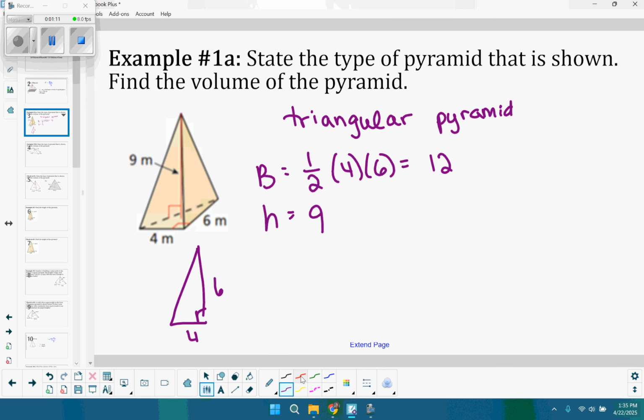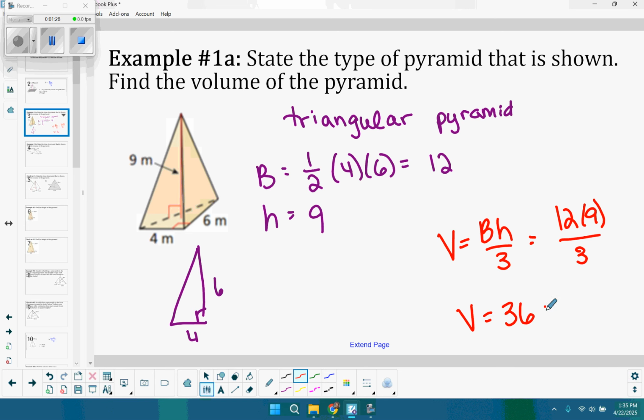So my volume, which is BH over 3, would be 12 times 9 over 3. And we could do this all at once. And I get a volume of 36, my units were meters, cubed.